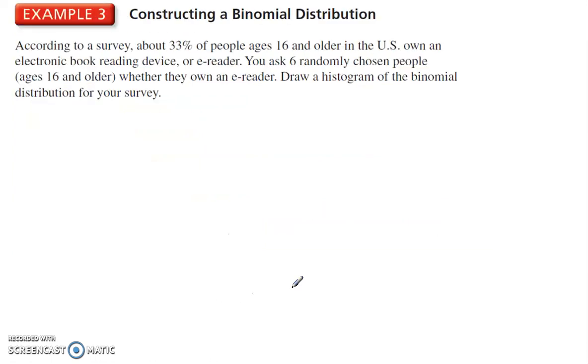Okay, so according to a survey, about 33% of people ages 16 and older in the U.S. own an electronic book reading device or e-reader. You ask 6 randomly chosen people ages 16 and older whether they own an e-reader. Draw a histogram of the binomial distribution for your survey. All right, so first we have to make the binomial distribution.